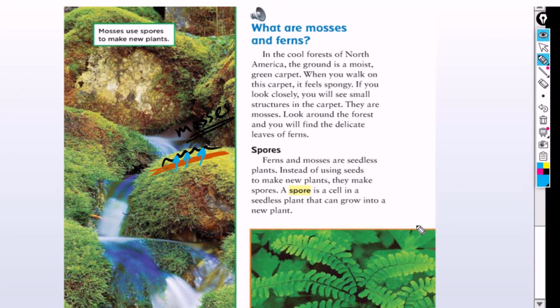What are the spores? Spores are very small cells inside or on the underside of the leaves, which grow and make another plant. Now the plant without seeds uses spores to make new plants. Okay, what is the shape of spores? Let's talk more about spores and about the cycle of the plant that doesn't have seeds.